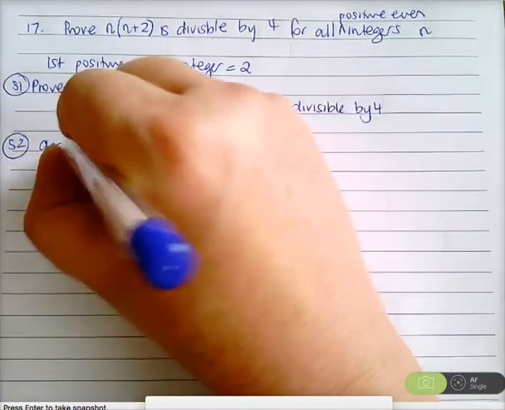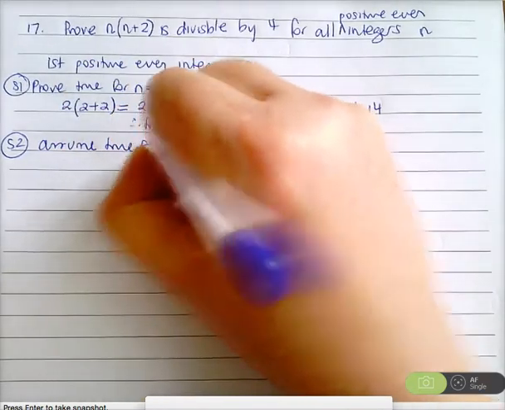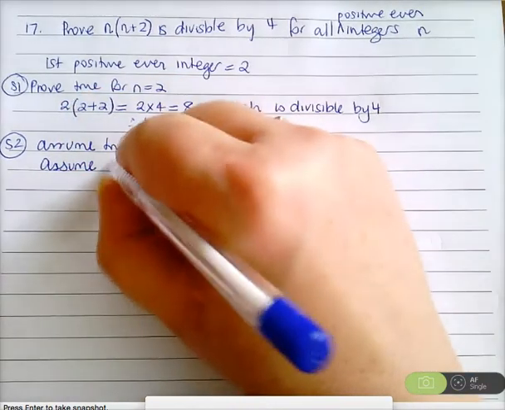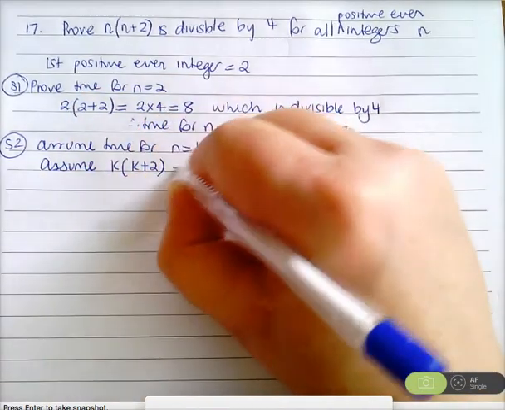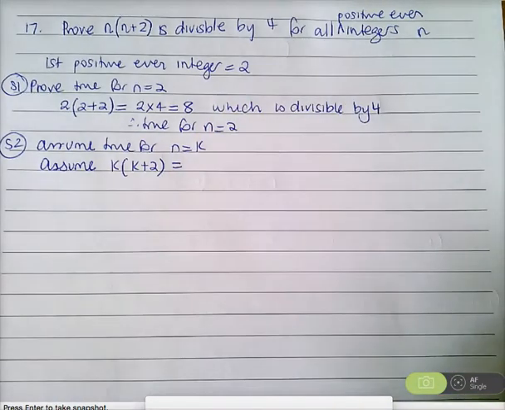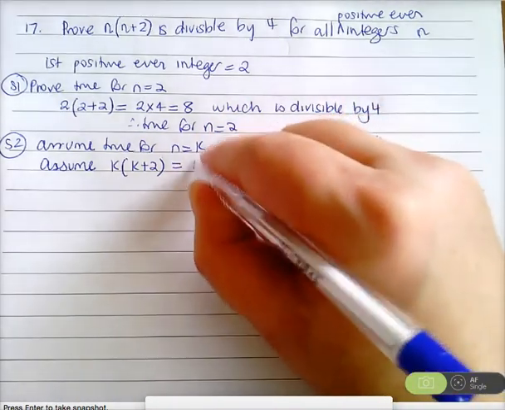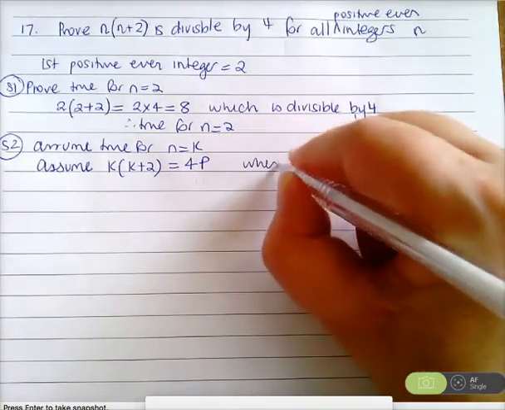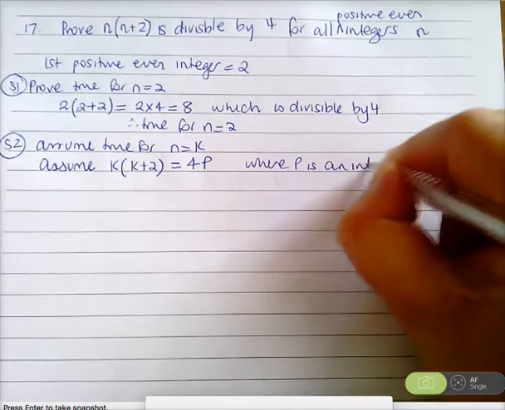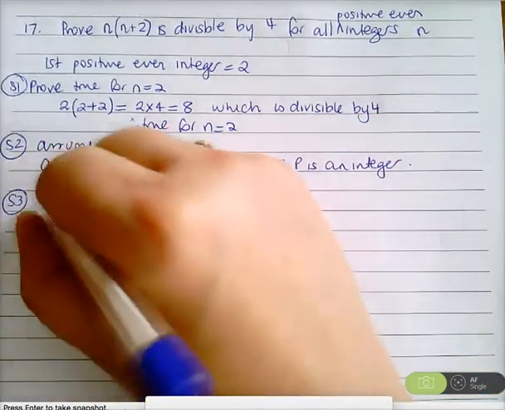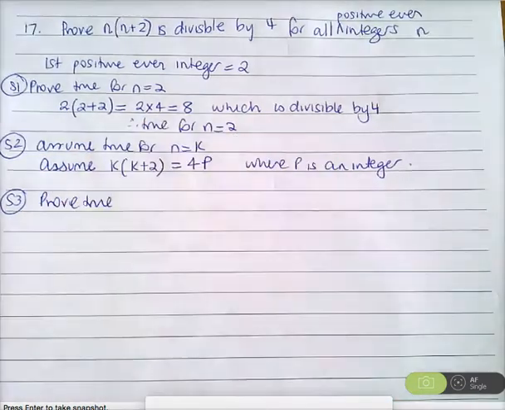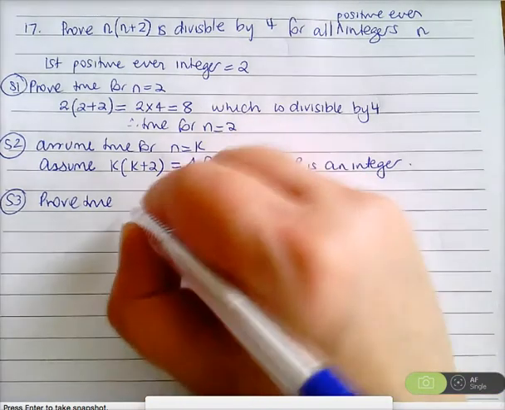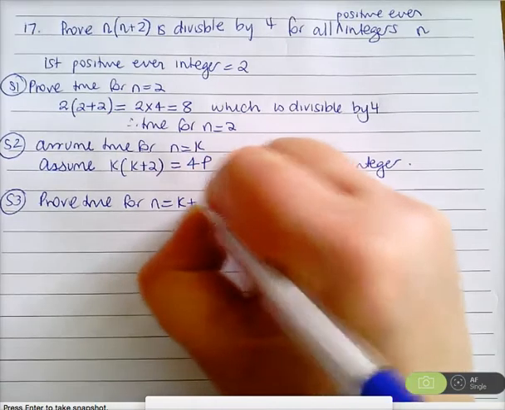Step 2, assume true for n equals k. That is, we're going to assume that k bracket k plus 2 is divisible by 4. Do you remember what we did with these? It equals 4p, where p is an integer. Step 3. Now, prove true. Girls, the next even integer is not going to be k plus 1. It's going to be k plus 2. So prove true for n equals k plus 2.